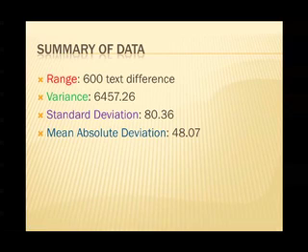So for our measures of dispersion, we have a range of 600, a variance of 6,457, a standard deviation of 80.36, and a mean absolute deviation of 48.07. All of these values measure the spread of the data in very different ways.